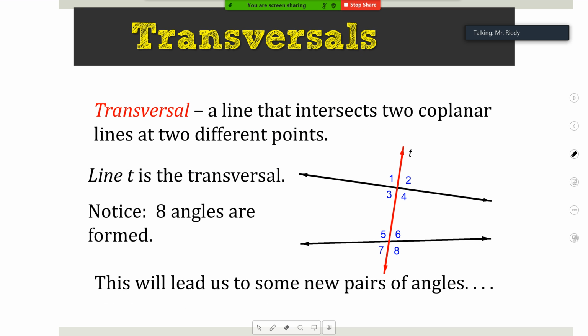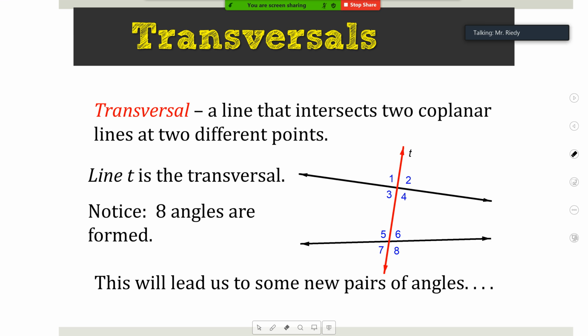All right, now we get into the fun stuff. We're going to take 2 lines, the black lines, and we're going to intersect them with a third line. That third line is called a transversal. When that happens, 8 angles are formed.